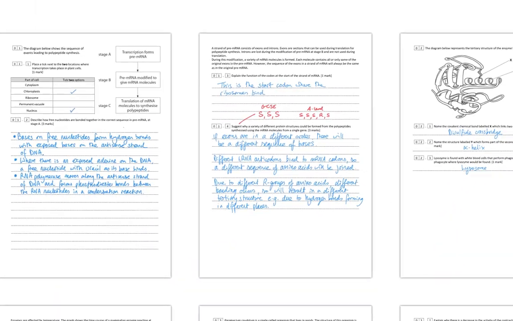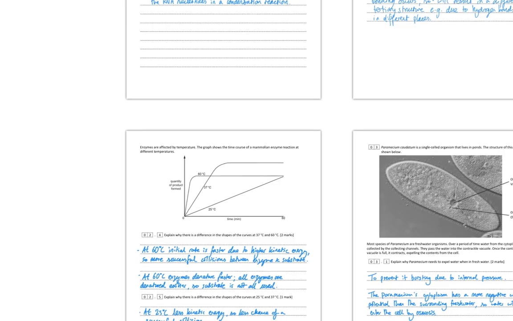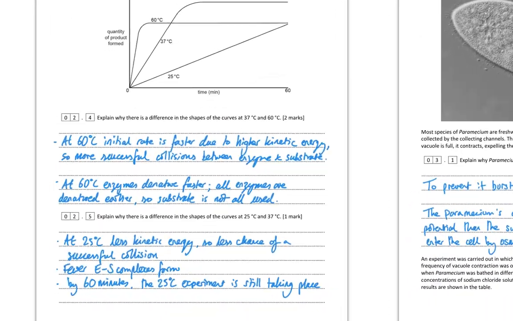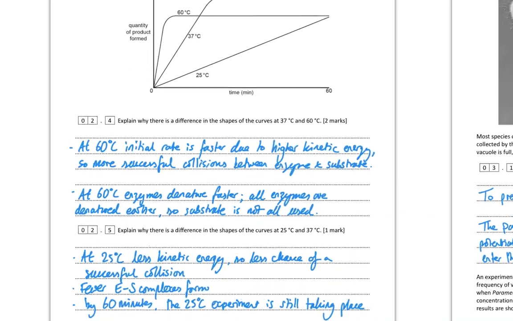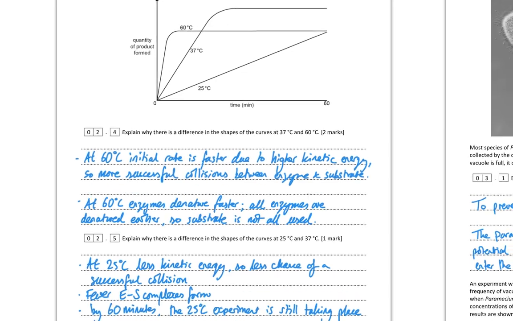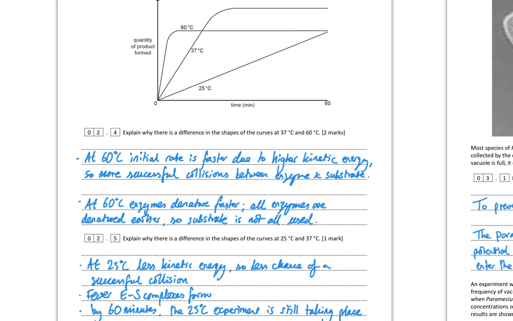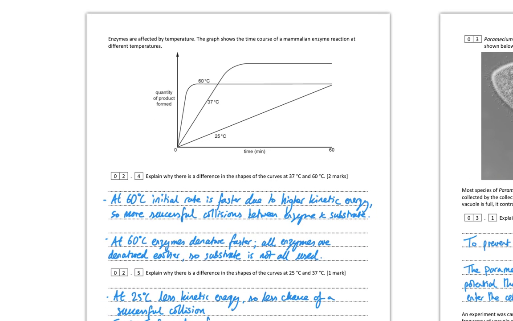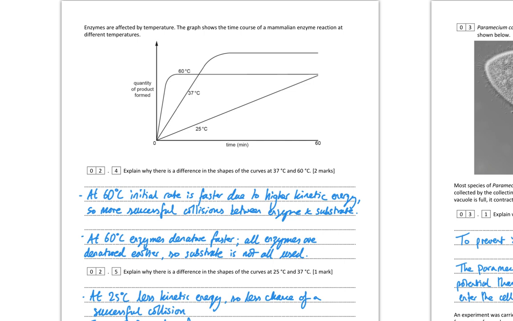Again, if anything comes up that you didn't know, then that's really useful because you have time to get your head around it earlier. Use some DSP time. And then we've got this, again, it's quite nice. It's not in a horrible context or anything, so there's not a lot to get my head around. Enzymes are affected by temperature. The graph shows the course of an enzyme reaction at different temperatures. And then explain why there's a difference in the shape of the curve at 37 and 60.